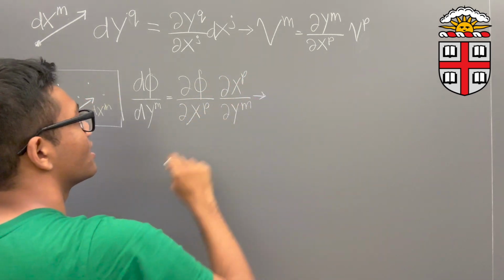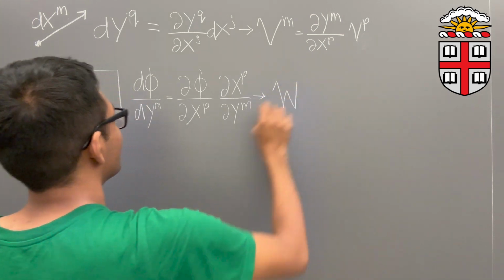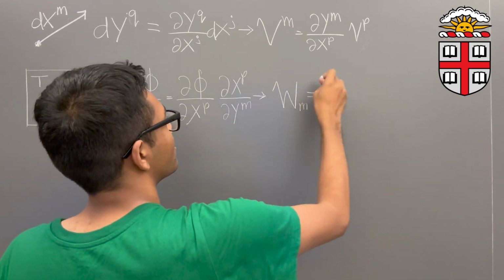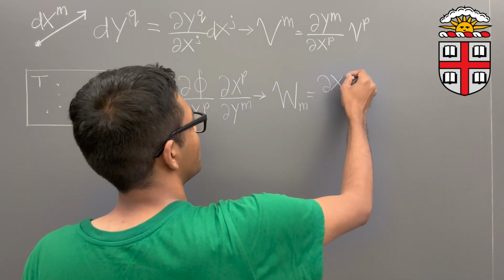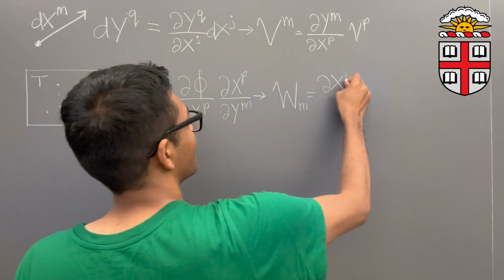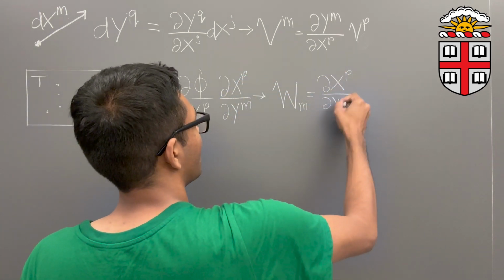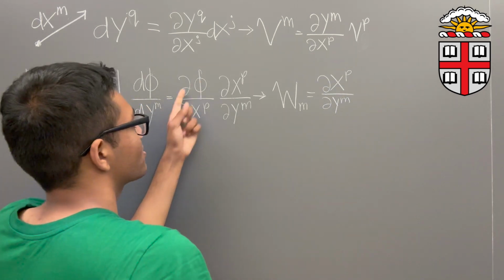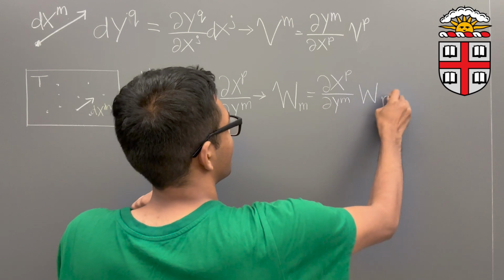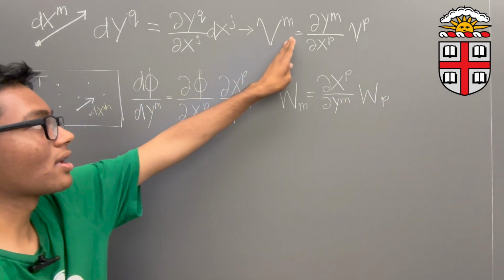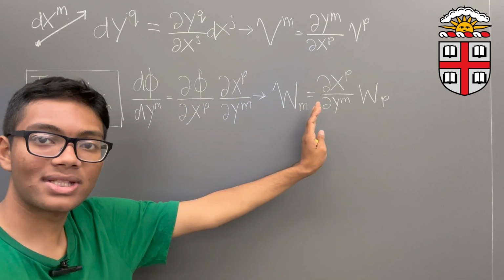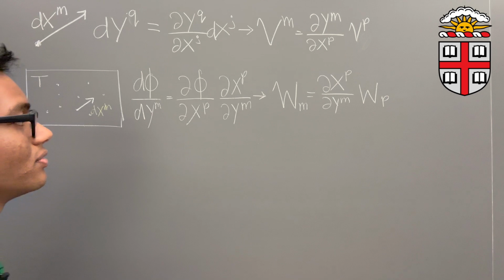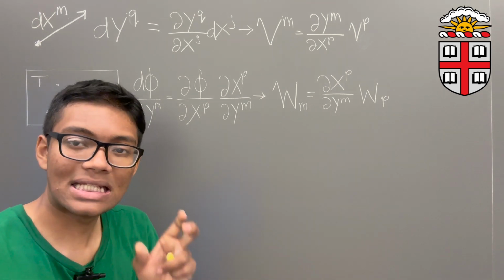Now let's do the same thing here. I'm going to call this one w sub m is equal to partial x to the p, now this p is a dummy index, over partial y to the m, times w to the p. So this is how contravariant vector components transform, and this is how covariant vector components transform. So now what we're going to do is use this to investigate the metric.